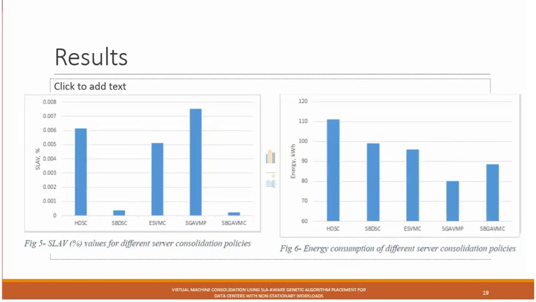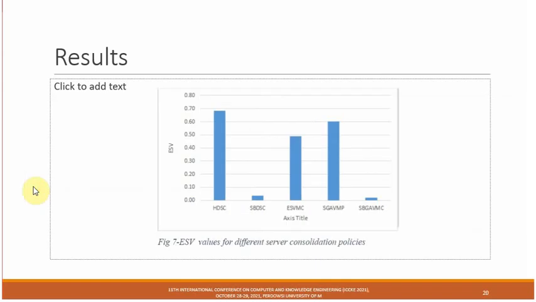Total SLA violation, which is evaluated by the SLAV metric, has been reduced in our approach, while the proposed solution has the second rank in energy consumption. Finally, to evaluate the overall performance of our proposed system, the ESV metric is used. The results show that our approach works best when we consider both energy consumption and SLA violation simultaneously.